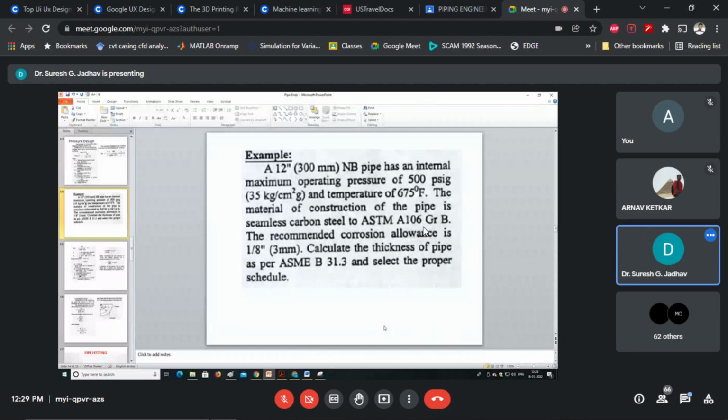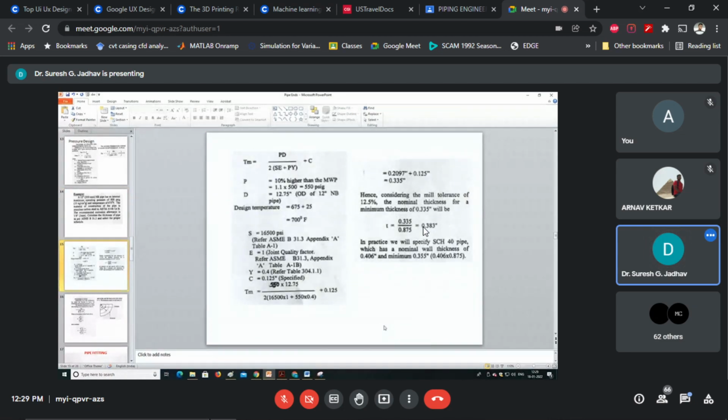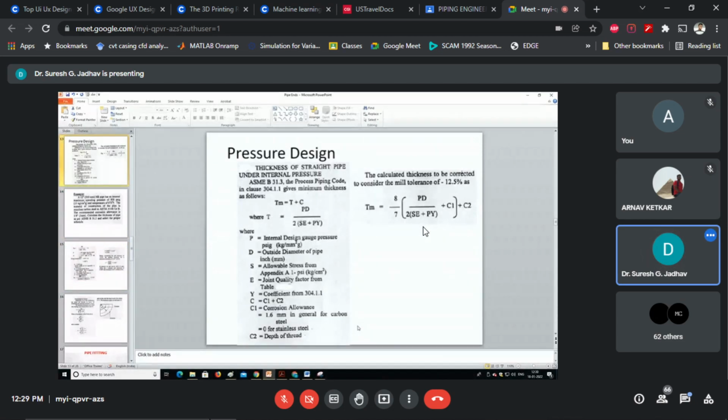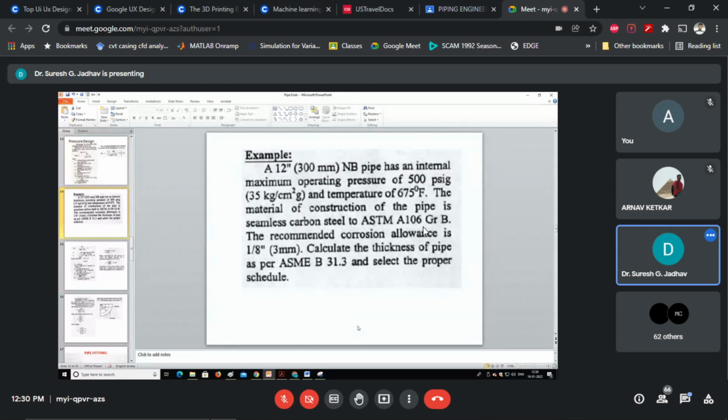Calculate the thickness of the pipe as per ASME B31.3 and select the proper schedule, meaning we have to select the proper wall thickness. Okay, in the solution, first we have to find out the TM parameter. What is TM? Here we consider minimum thickness. The first task is to find out the minimum thickness.